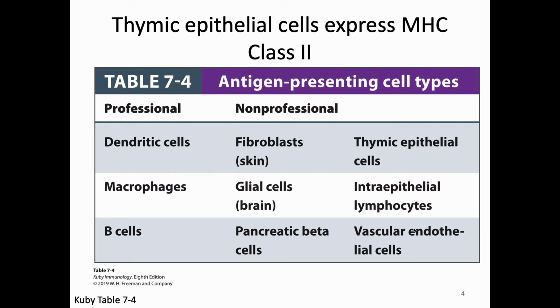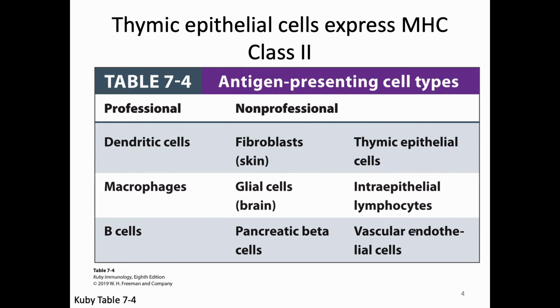Medullary epithelial cells are also unique because they express MHC class II. They are sort of the important cell type that is not one of the professional antigen presenting cells that still presents on class II. And this means that the cells can actually test themselves against class II, not just class I. Remember, every single nucleated cell makes class I, even DCs, macrophages, and B cells. It's just that DCs, macrophages, and B cells also make class II and present on class II.